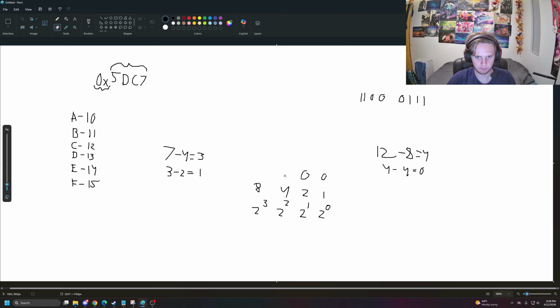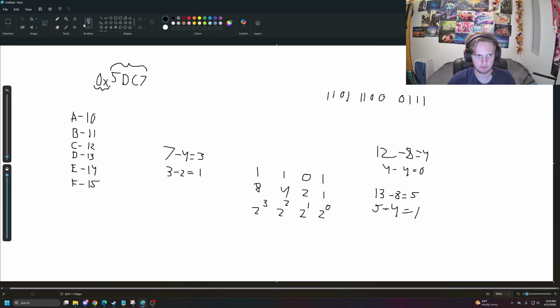Now, next what we need to do is convert D into binary. As we can see with the chart on the left, D is just 13. So, can 8 be subtracted from 13? Yes. Can 4 be subtracted from 5? Also yes. Can 2 be subtracted from 1? No. So we put a 0 here. And 1 can be subtracted from 1, so we put a 1 here. So the binary representation of D is 1, 1, 0, 1.